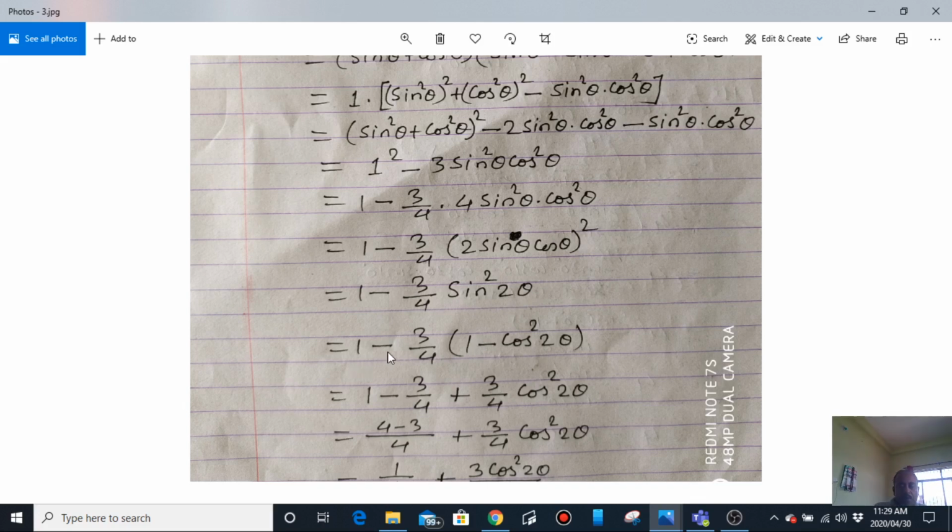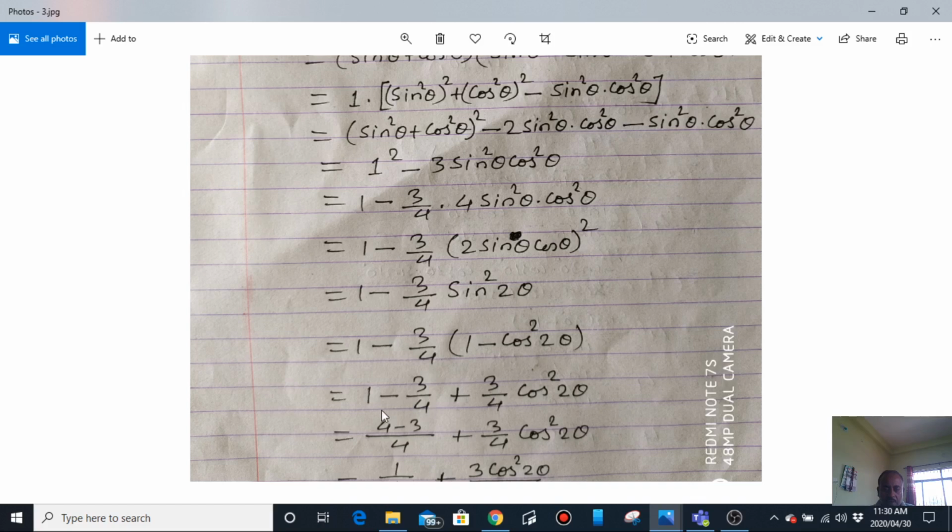Next step, 1 minus 3 by 4 sin square 2 theta. You know sin square A equals 1 minus cos square, so we will use that: 1 minus cos square 2 theta. Now expand this, remove the bracket: 1 minus 3 by 4 into 1 here, minus into minus plus 3 by 4 into cos square 2 theta.